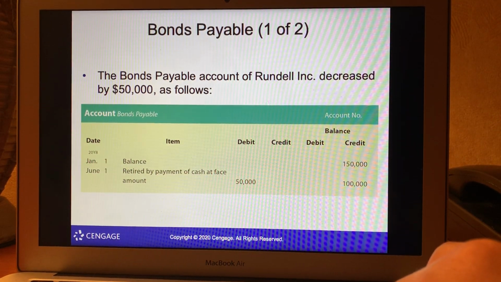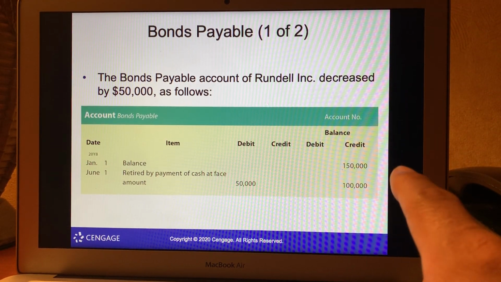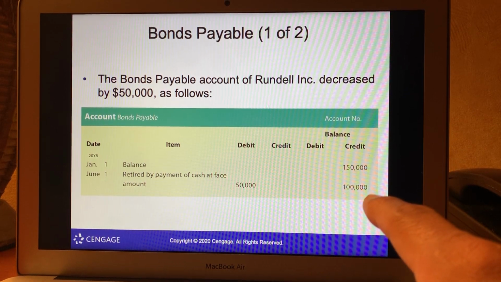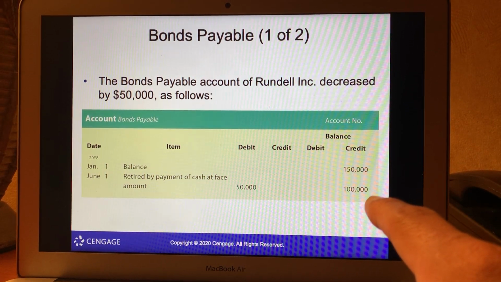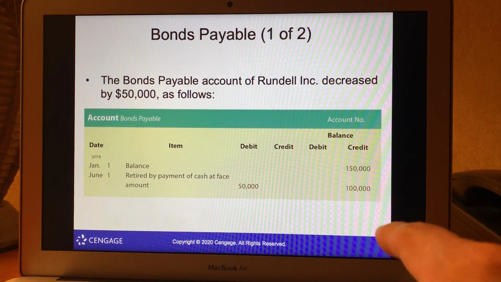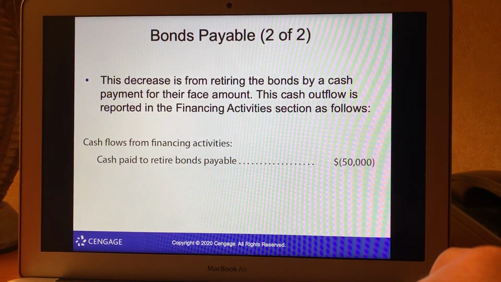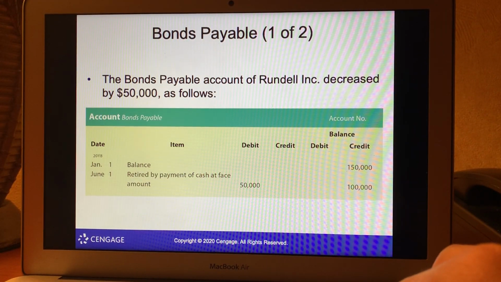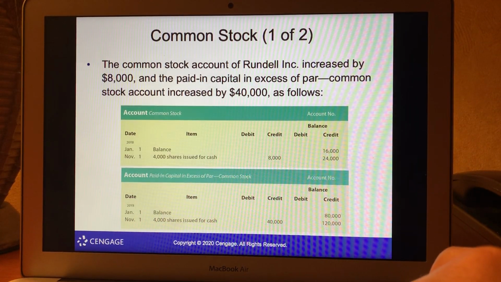So here's the bonds payable. Balance is 150,000. Retired by payment of cash at face. So debit 50,000. So we're going to have a credit balance of 100,000. So this is just going through that debit right there.